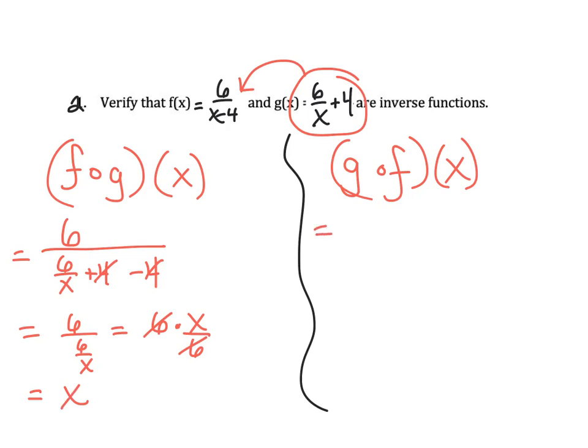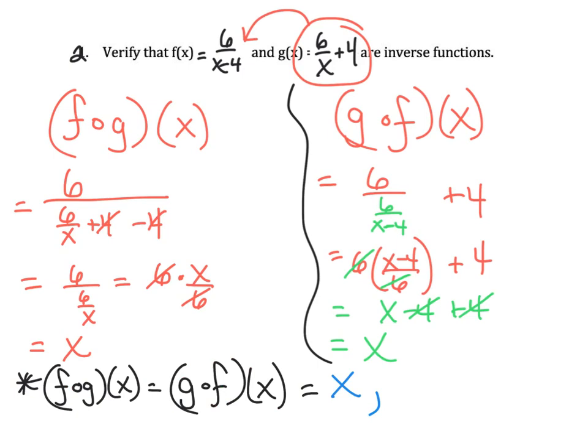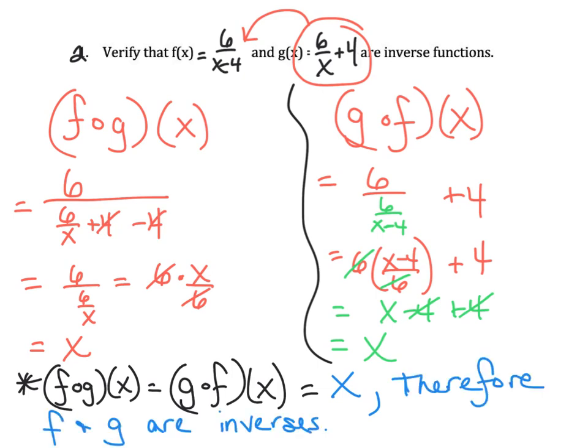Okay, let's do the other direction, plugging f of x into g of x. So I'm going to plug in the 6 over x minus 4 here. Again, I'm going to use this idea that dividing by a fraction is the same as multiplying by its reciprocal. So this would produce 6 times x minus 4 over 6. That complex fraction comes out nicely. My 6's cancel, leaving me with just x minus 4, and then I have plus 4, so this cancels, resulting in just x. So again, I'm stating that f composed with g of x is equal to g composed with f of x, and they both equal x. Therefore, f and g are inverses.